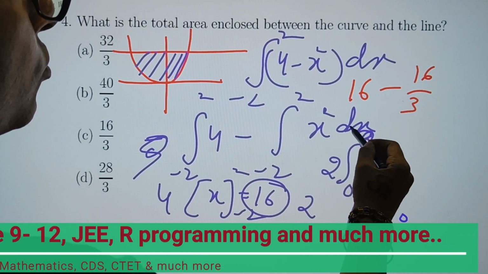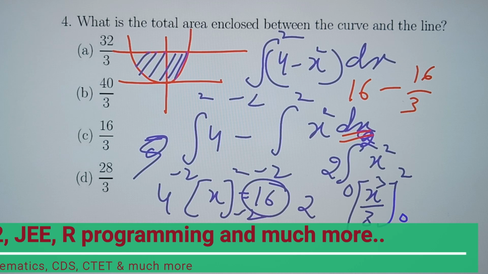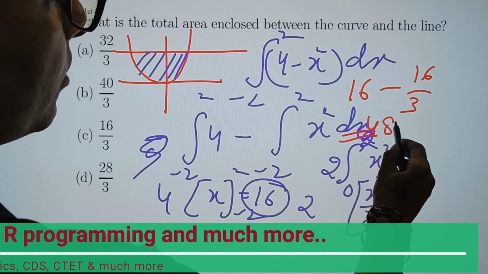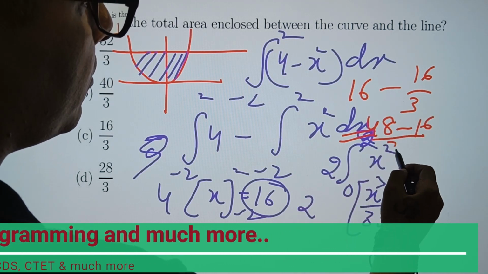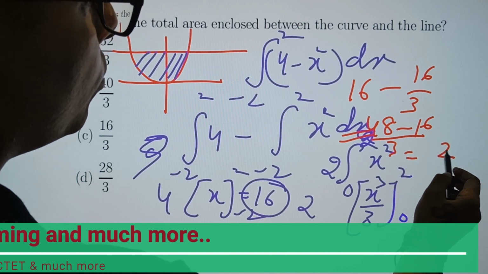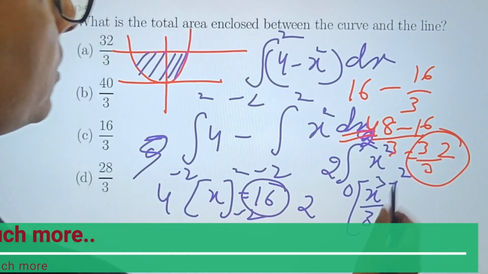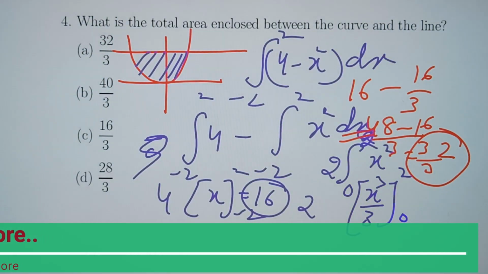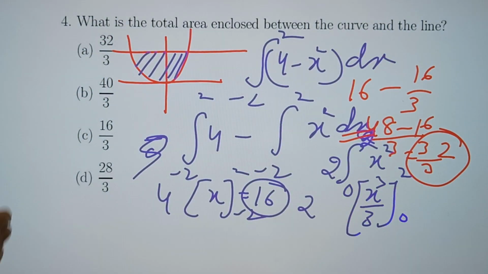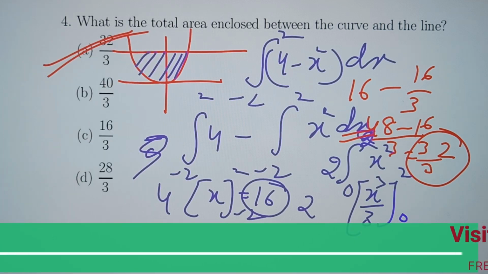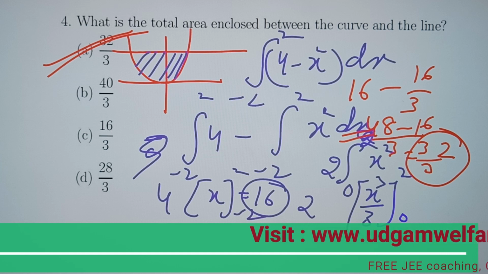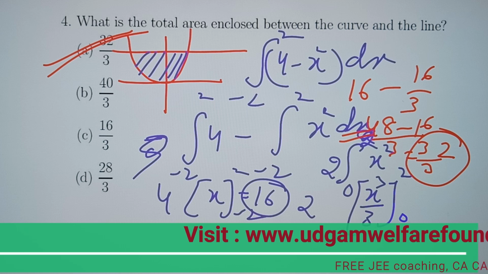Very simple. So this is going to give you 48 minus 16 over 3, that is 8 minus 6 is 2 and 4 minus 1 is 3. So 32 over 3 will be our correct answer, and option number A is our correct answer here, that is 32 over 3. In this manner we can easily find out the area between the line and the given parabola. Now let's move towards question number 5.